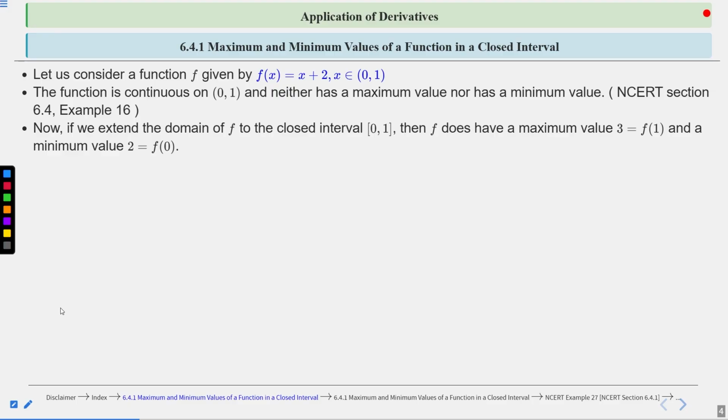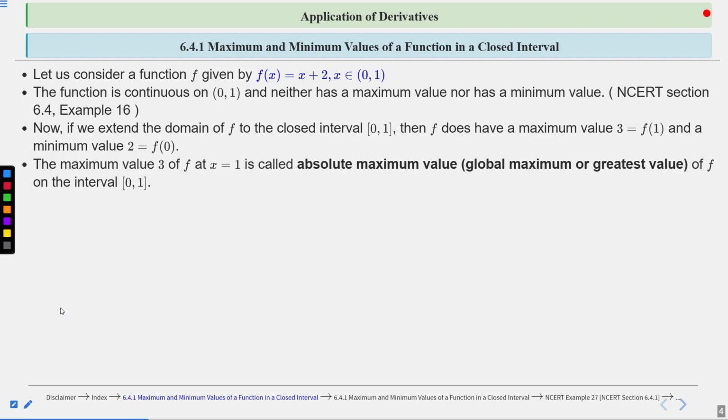Now, if we extend the domain of f to the closed interval [0, 1], then f has a maximum value 3, which is equal to f(1), and a minimum value 2, which is equal to f(0), right? The maximum value 3 of f at x = 1 is called the absolute maximum value, or you can say global maximum or greatest value of f on the interval [0, 1].